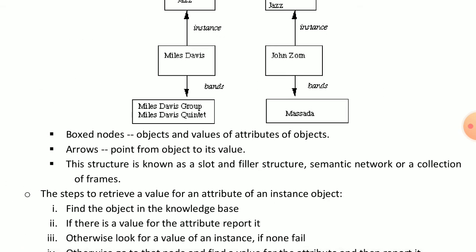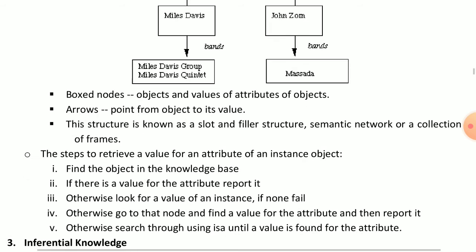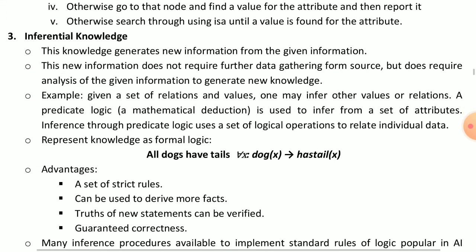So here the second scheme, inheritable knowledge, is completed. Now the third scheme of knowledge representation is inferential knowledge. First, the basic introduction is given, then its example is given.